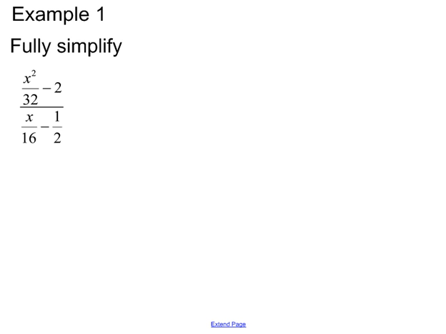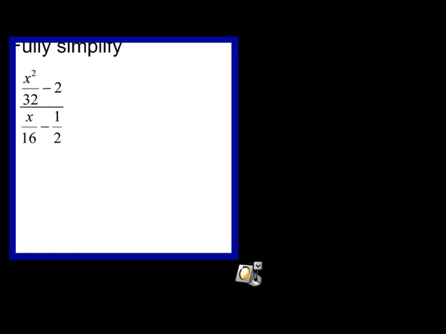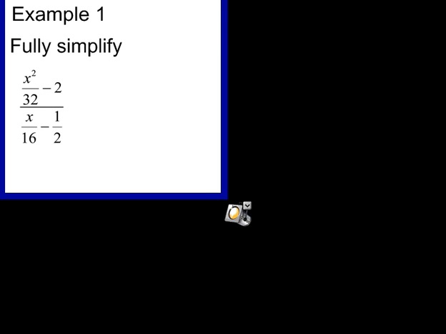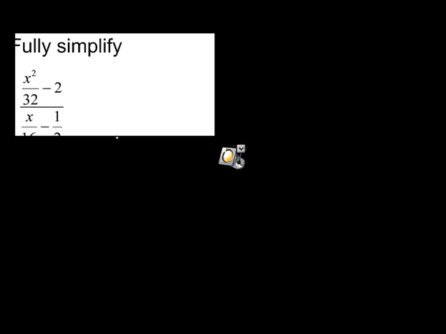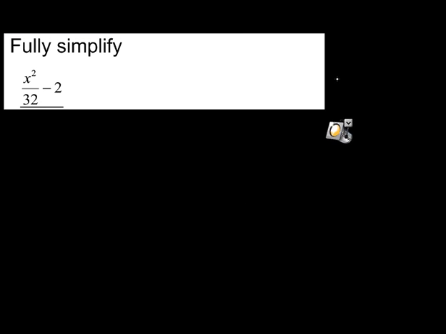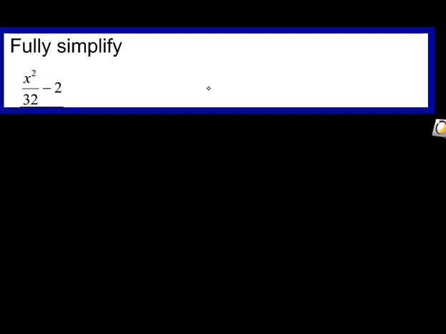Don't panic, okay? Let's just focus on the numerator for now and try to simplify that first. Okay, x squared over 32 minus 2. I can rewrite that as x squared over 32 minus 2 over 1. Right? I can put the 2 over 1. So I need a common denominator. To get a common denominator, I'll multiply this by 32 over 32.